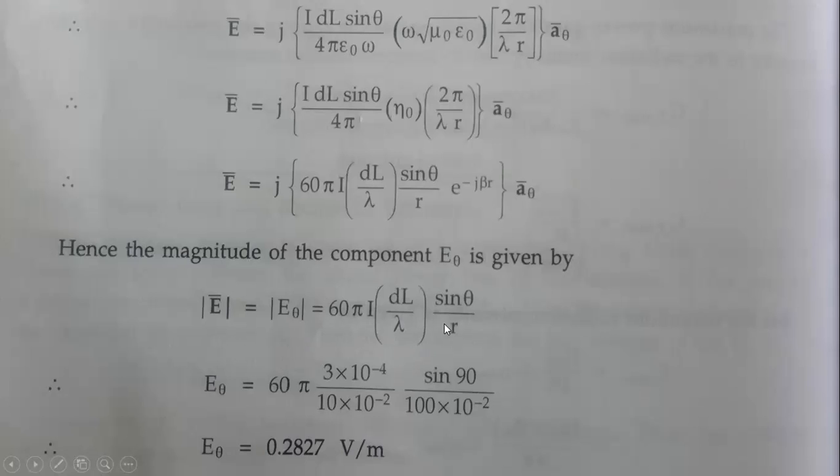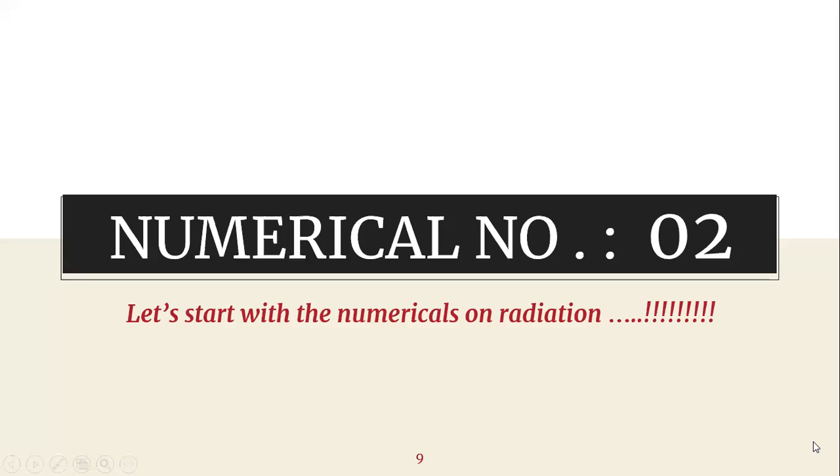So in this way, after reducing this expression, you will get sine theta divided by r. Now substitute: this 60 pi will be outside, and I dl is nothing but 3 into 10 raised to the power minus 4, and substitute the value of r, the value of theta, and the value of lambda. So finally you will get the electric field intensity in the a theta direction as 0.2827, measured in volt per meter.